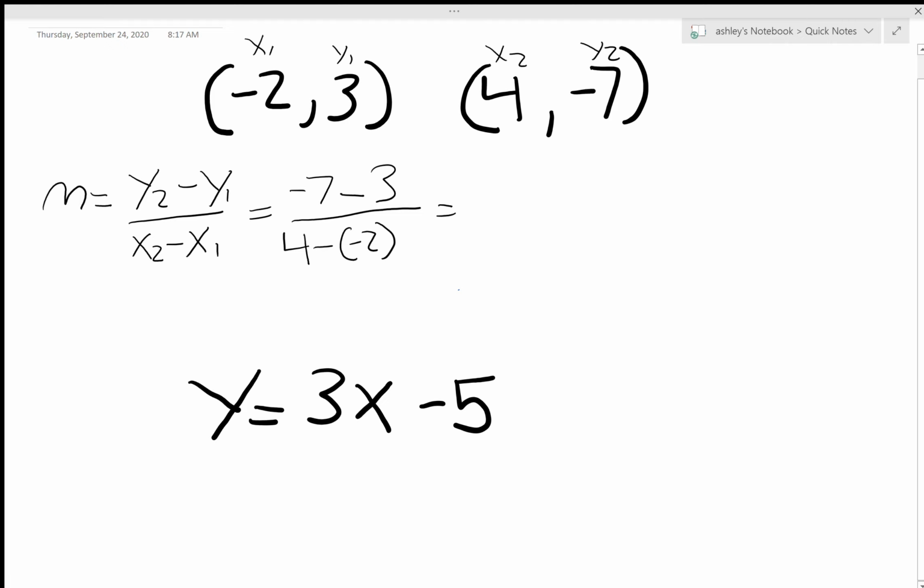And then I want to try to simplify this down. So -7 minus 3, I would get -10. 4 minus -2. When you have that double negative, you can think of that turning into a positive. Now I would get -10 over 6. And if I wanted to have this in the best form, because these are both even, I can take a 2 out of everything. And I could reduce this to -5 over 3. Okay? And I'd like you to try to practice with slope.